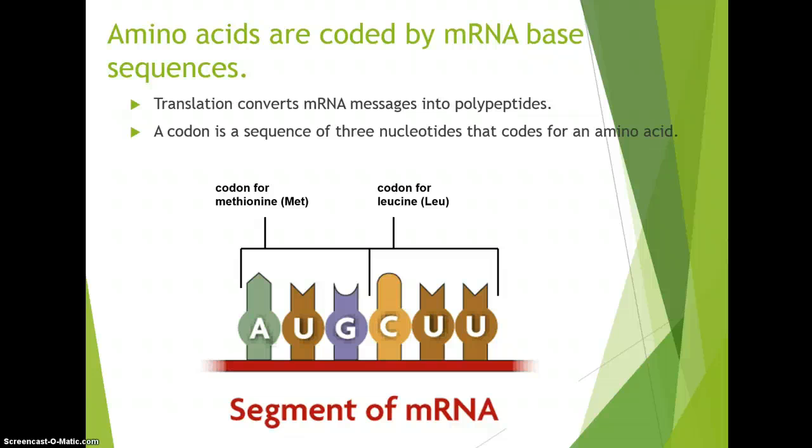Translation converts mRNA messages into polypeptides. A codon is a sequence of 3 nucleotides that codes for an amino acid. A polypeptide is basically a fancy way of saying an amino acid chain. An amino acid chain is going to be put together to form a protein. A protein is a bunch of chains of amino acids, or one chain of amino acids.